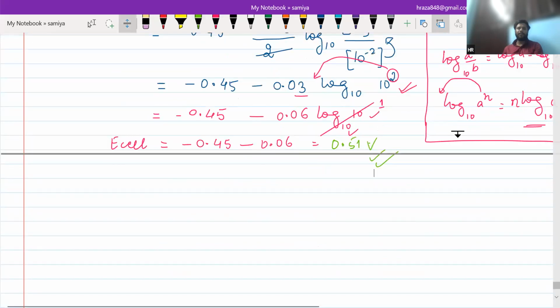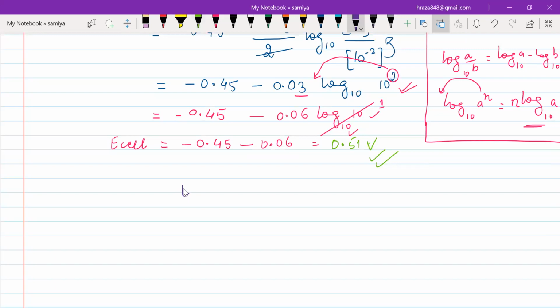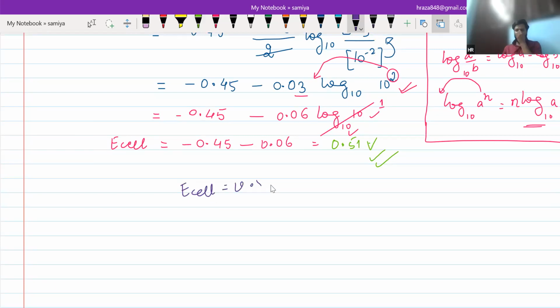This is electrode potential. This is basically E cell. We just calculated E cell 0.51 volt, but we need to calculate oxidation potential. In the previous class, you know that, sorry, first we are going to calculate the reduction potential. The reduction potential, in the previous class I told you, will be equal to electrode potential. So reduction potential will be equal to 0.51 volt.